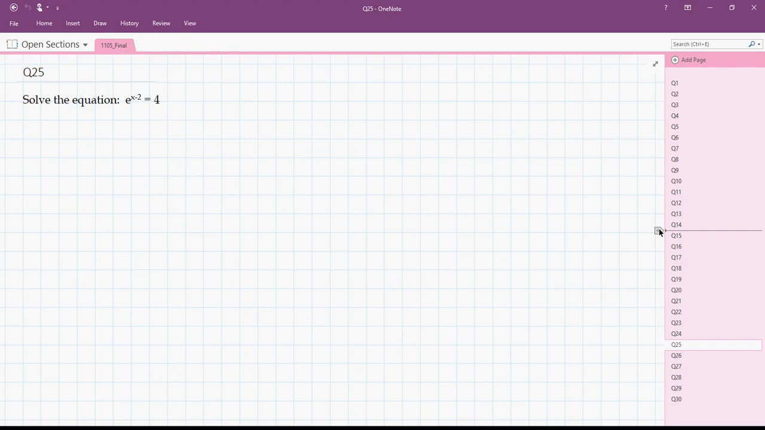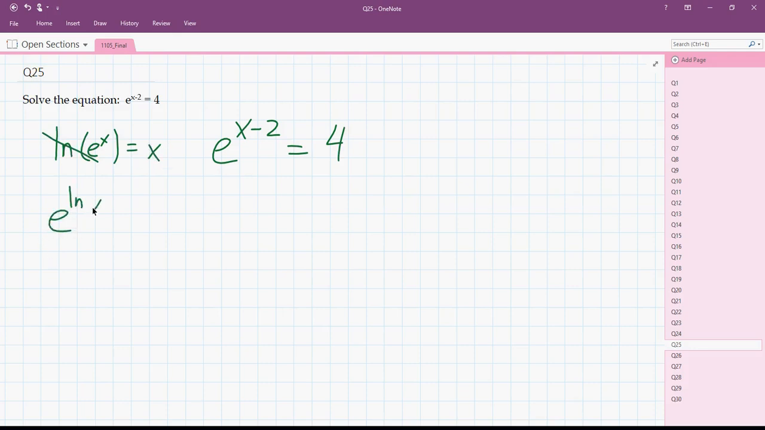Okay, solve the equation. So e to the x minus 2 is equal to 4. This one would be a calculator one if your professor wants a direct answer. If not, then we would just go back to our rules of ln and exponents: ln of e to the x cancels those, and e to the ln x, those cancel.